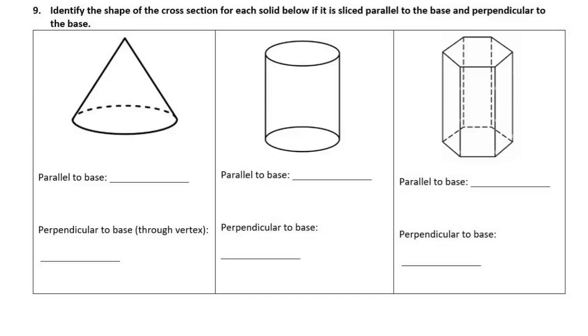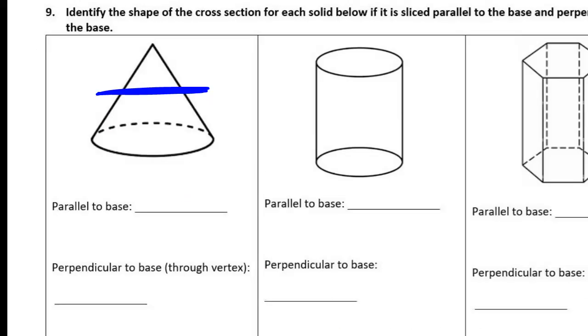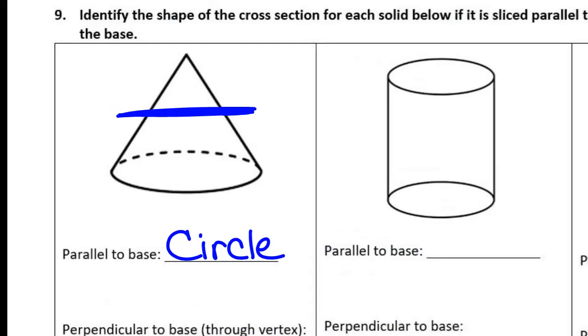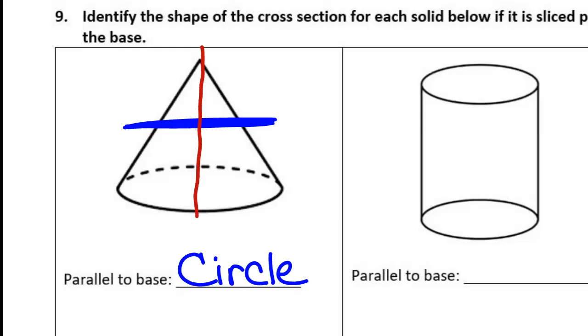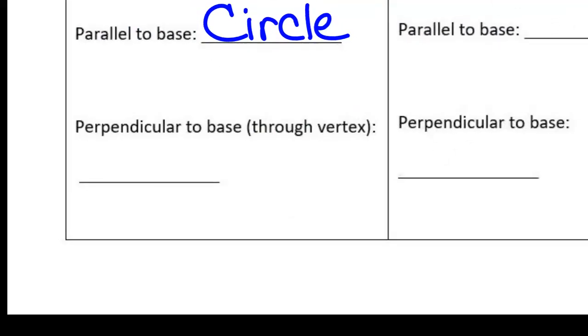All right, so this first one, we have a cone shape. If I cut this parallel to the base, I chop it off right here, and I look at that freshly cut side, what shape would I see? A circle. Now, if I were to cut perpendicular to the base through the point at the top, and I were to look at that freshly cut side, what would I see? Triangle.